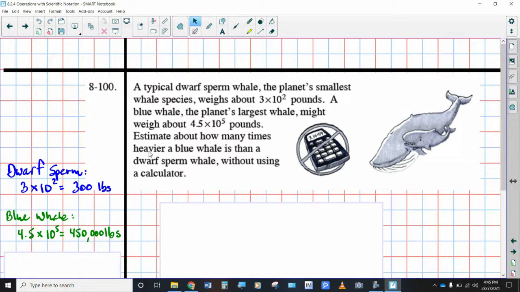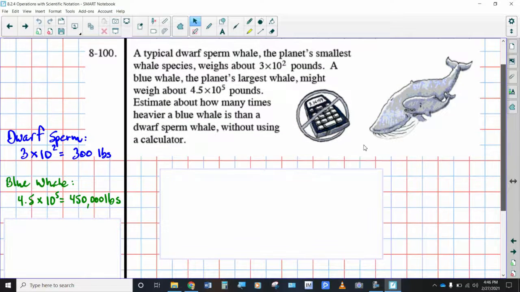Estimate about how many times heavier a blue whale is than a dwarf sperm whale without using a calculator. They are telling us in a few of these problems to not use a calculator, but we might be able to get there using a little bit of mental math if we approach it the right way. So just to give you an idea of what kind of problem this is: how many times bigger? What are you supposed to do when that's the question? Or how many times heavier in this particular situation?